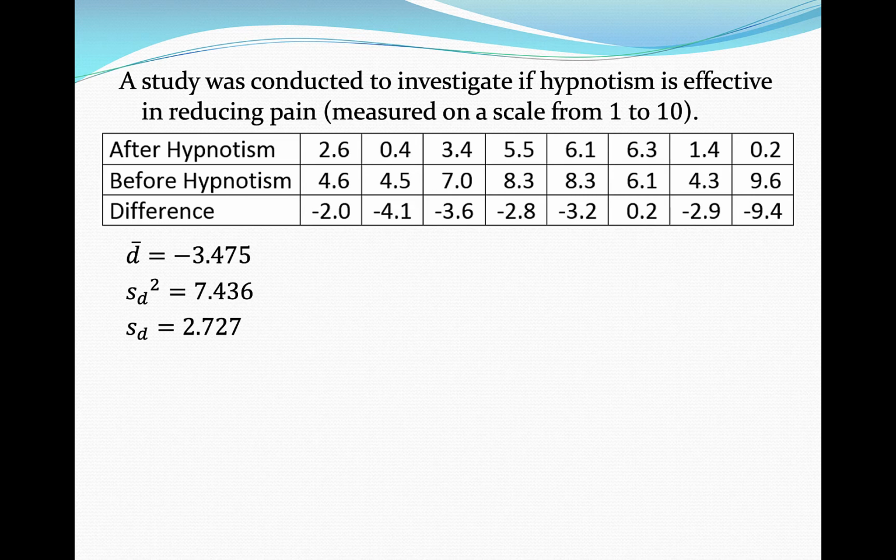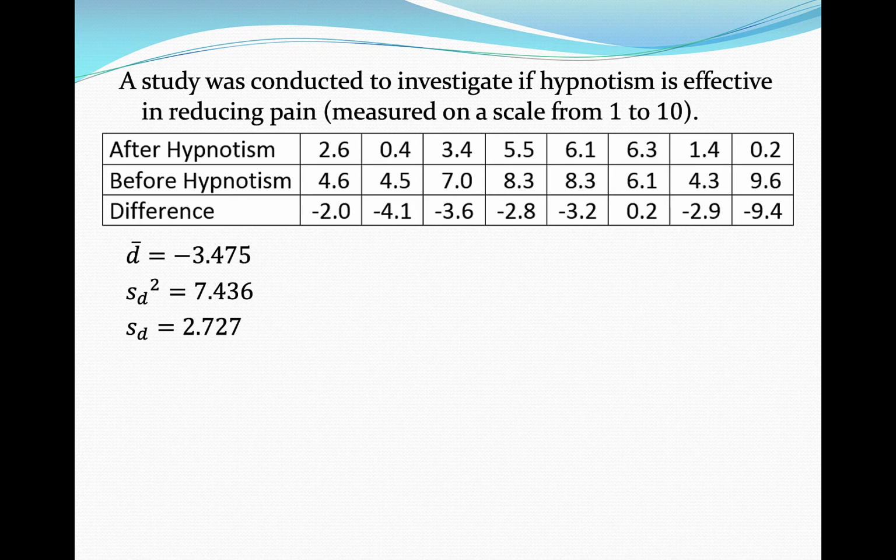It is important to notice whenever you look at these kinds of problems how the subtraction is working, because that will tell you which one is mu1 and which one is mu2, because we always set these up as mu1 minus mu2. So you can see from the table here that the after is mu1, and from that we're subtracting the before, which will be mu2. So it's always mu1 minus mu2, and since we're taking the after minus the before, that means the after must be mu1 and the before must be mu2.